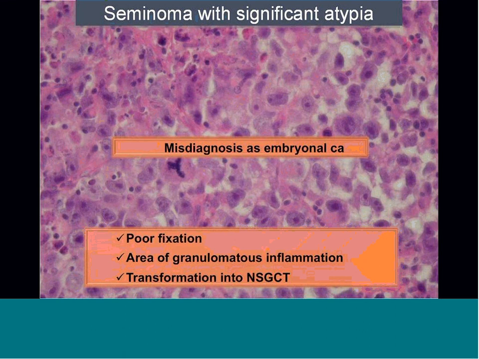I would like to stress three issues that may cause atypical appearance in seminoma. One is poor fixation. If the tumor starts to get an autolytic process, seminoma can look more atypical than normal. Granulomatous inflammation can also cause some atypia. And in cases of seminoma, areas of transformation into non-seminomatous germ cell tumors can look more atypical, and this should be addressed by appropriate immunostains because you can have focal areas of non-seminomatous germ cell transformation.